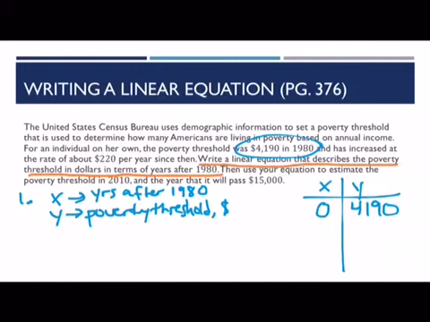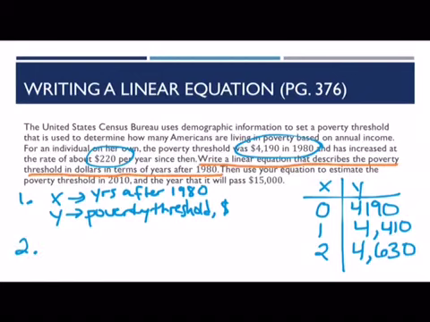Now, I don't have a second year and a second dollar amount, but I do know that the poverty threshold is increasing at about $220 per year. All right, so in the next year, we would just add $220 to $4,190. So 1981, it's going to be $4,410. And in 1982, you would add another $220, so it would be $4,630, and so forth.